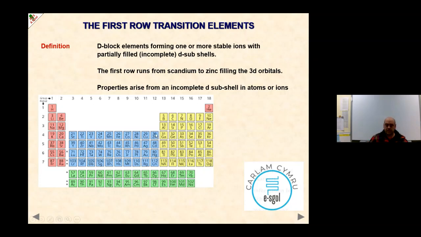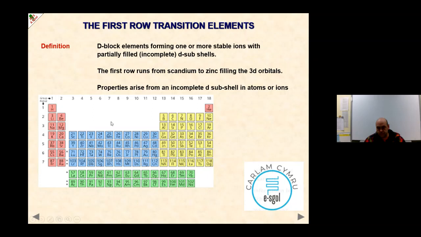So, what makes something a transition metal? Is it being in the D block? Not necessarily. It's to do with your electron configurations, and particularly it's the ions that you form. So if you're a transition metal, you need to form a stable ion that has an incomplete d orbital, and we're going to look at that with scandium and zinc in a moment in particular.